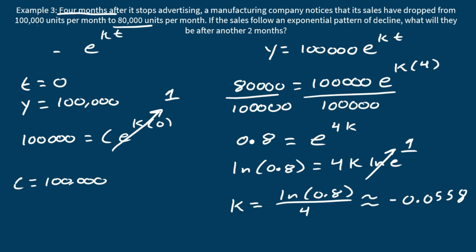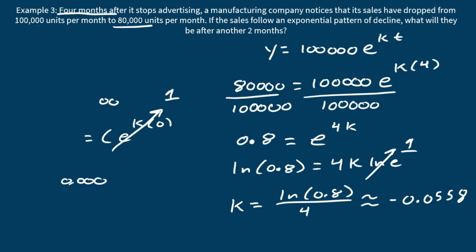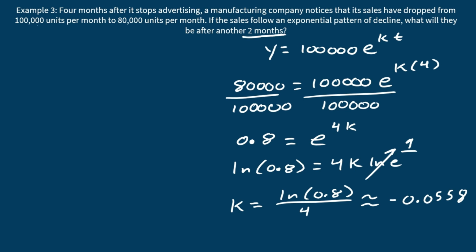So from here, all we got to do is now find out what the sales will be 2 months in the future. So we have our k value, we have our c value, and now we want to find our final condition, which is right here, 2 months. So that means that y is going to be equal to 100,000, because that's our c value, e to the k, which we know is negative 0.0558, times our t value.